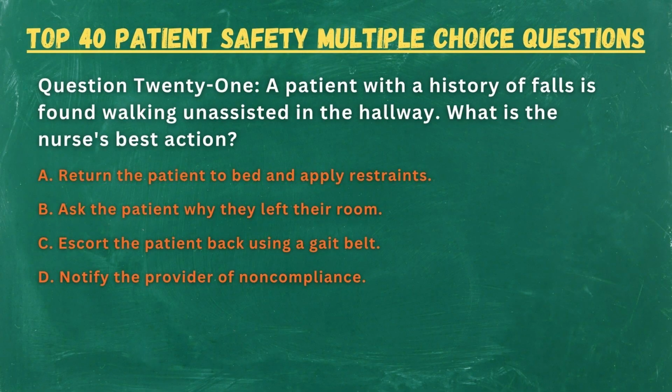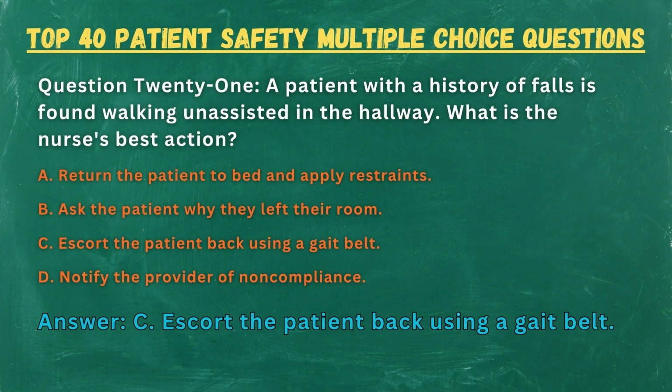Question 21. A patient with a history of falls is found walking unassisted in the hallway. What is the nurse's best action? A. Return the patient to bed and apply restraints. B. Ask the patient why they left their room. C. Escort the patient back using a gait belt. D. Notify the provider of noncompliance. Answer: C. Escort the patient back using a gait belt.